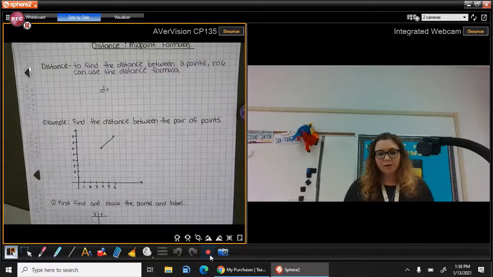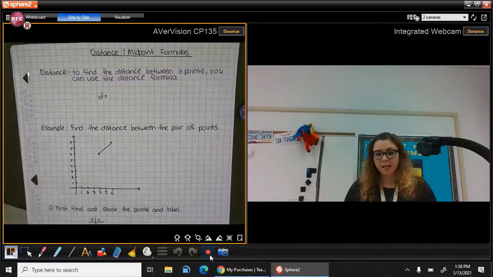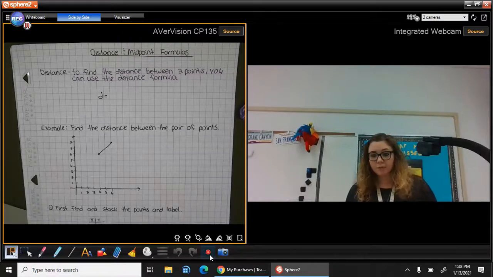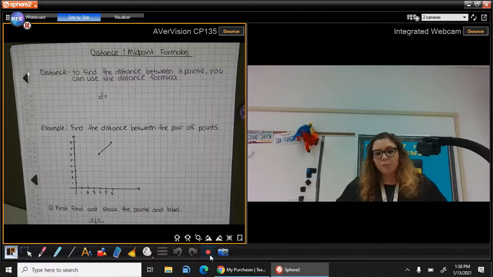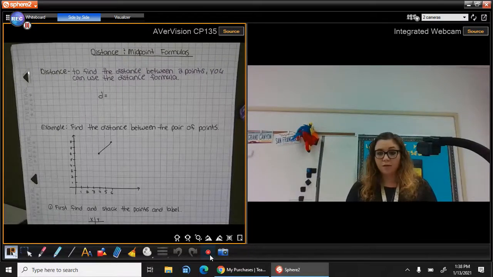Hey guys, so today we're going to learn about the distance and midpoint formulas. Today we're just plugging in numbers, we're just using the formula, but later on this week and into next week we're going to actually apply these formulas to solve bigger and more complicated problems.